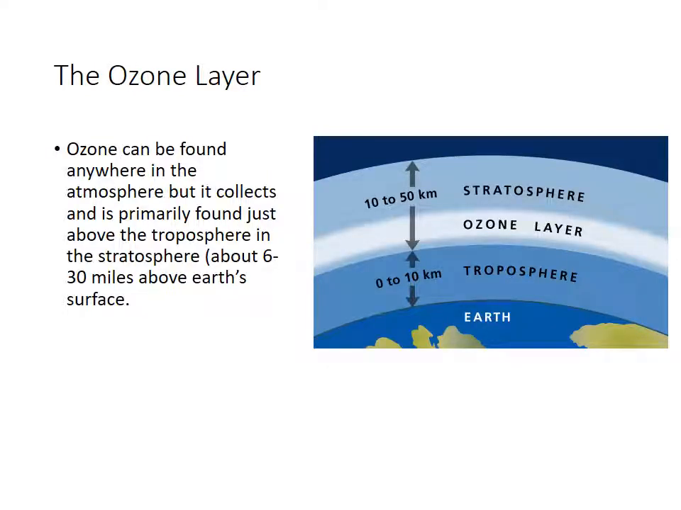Now the ozone layer is a layer of concentrated ozone. Ozone can be found anywhere. The ozone, or those O3 molecules, can be found anywhere in the atmosphere, but it collects and is primarily, or most of it, about 90%, is found just above the troposphere in the layer that we call the stratosphere. This layer occurs about 6 to 30 miles above the Earth's surface.